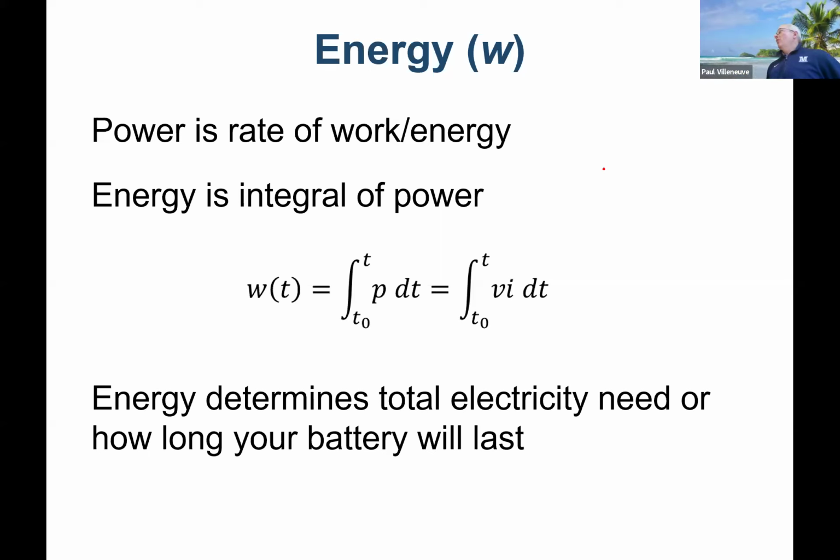To go from power to work, we have to integrate because the rate of power can be varying over time, right? It doesn't have to be a constant power. That energy determines your electricity need or how long your battery will last. When you buy a battery, you're buying a 12-volt battery, but it's also rated on amp hours, which is a more important value because that is essentially telling you how much storage capacity you have.